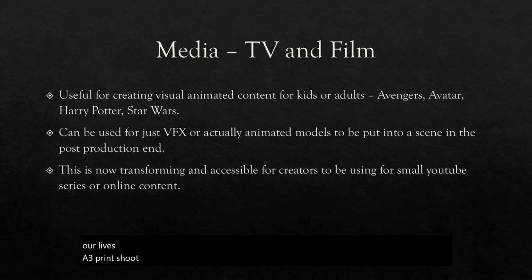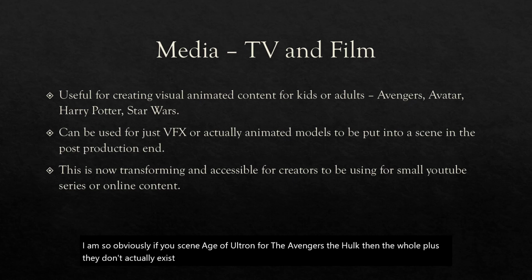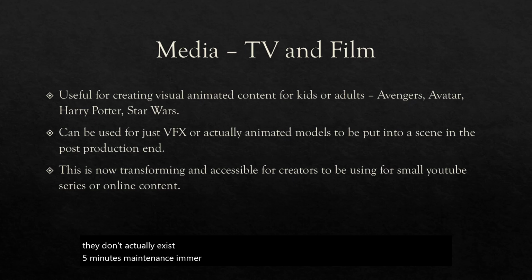Media, TV and film. So I included TV and film together purely because they're roughly the same. All right, so we use it for creating visual animated content for kids or adults, such as Avengers, Star Wars, Harry Potter and Avatar. They're your big hitters. All right, you can use 3D for just visual effects. Obviously if you've seen, say, Age of Ultron for the Avengers, the Hulk and the Hulkbuster don't actually exist. They just made them in Cinema 4D and went, have at it, let's animate it. And then they put it in post.